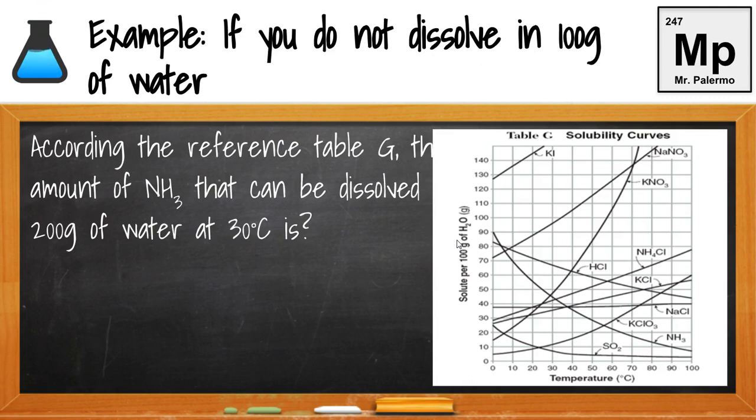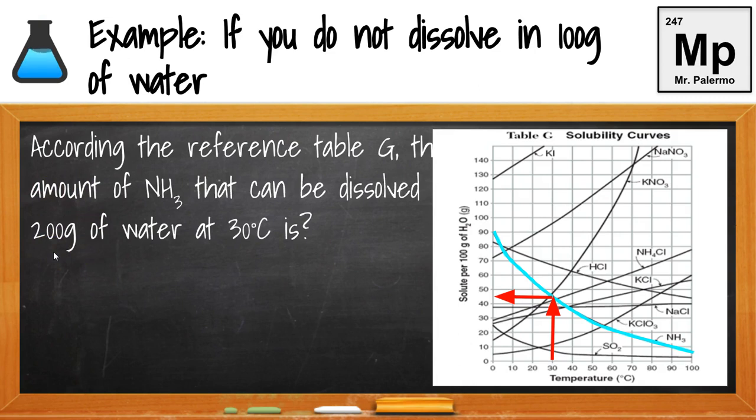Okay, so the first thing you do for these problems is you solve it normally as if it was for 100 grams. So 30 degrees Celsius, and we're looking at NH3. So we'll find our line here, NH3. I'm going to find 30 degrees Celsius, and the maximum amount, our saturation point, is going to be 45 grams. I can dissolve 45 grams of NH3 in 100 grams of water at 30 Celsius. But now look at the question. It says we're not dissolving in 100 grams, we're dissolving in double that, 200 grams of water.